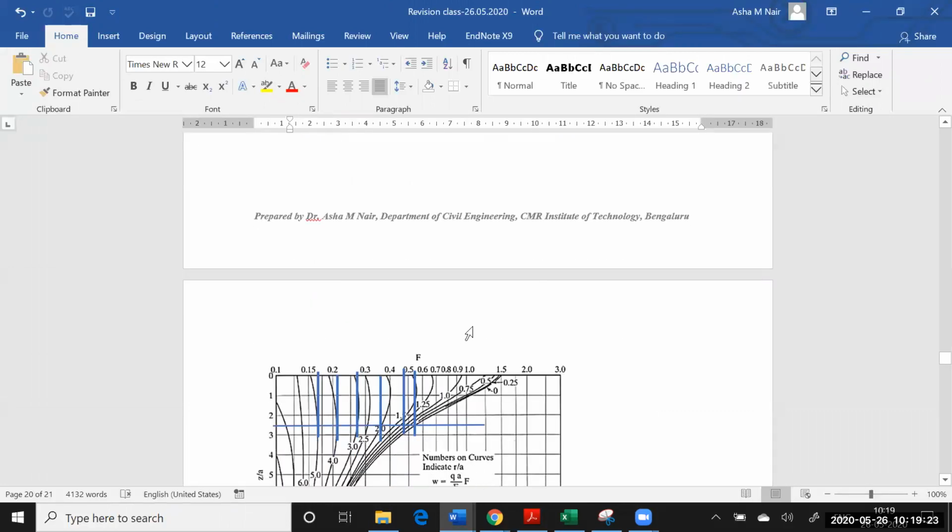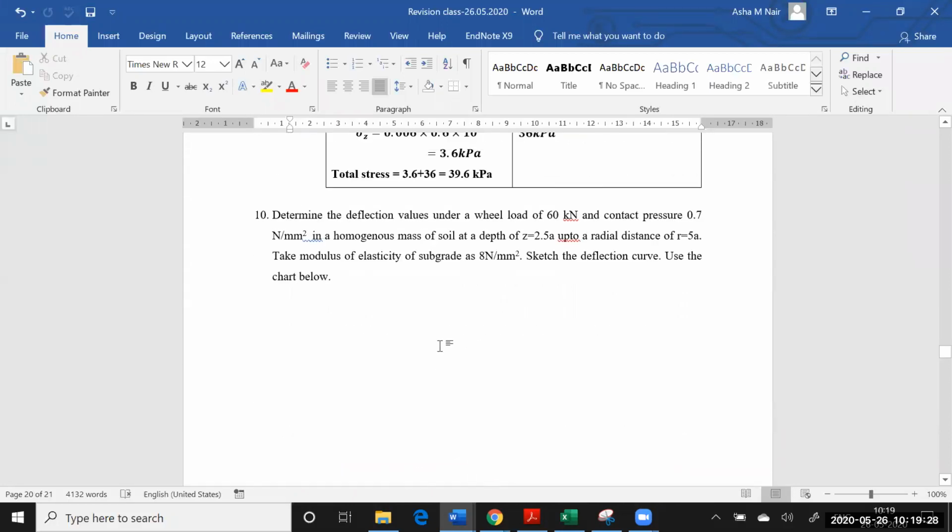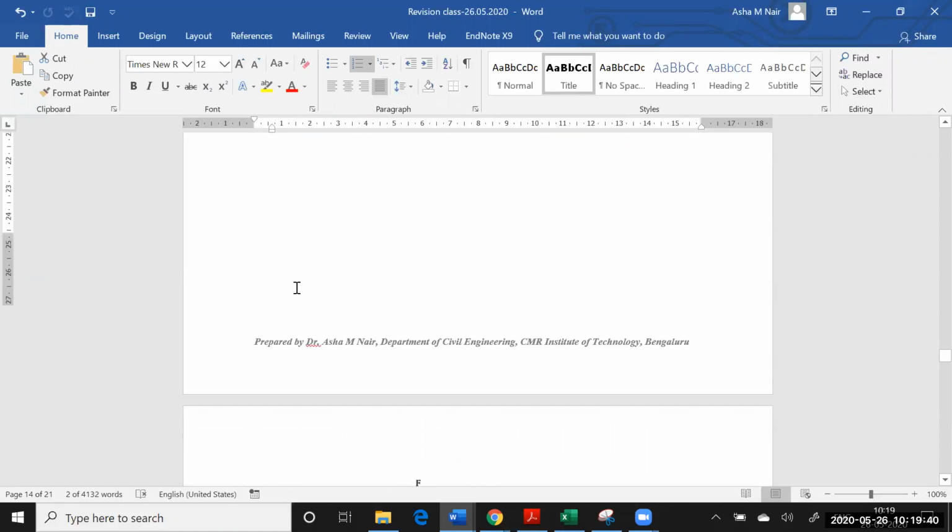Please don't confuse. It is not contact area or anything. It is just contact radius. And how do you get the value for contact radius? You know that the load is 60 kilonewton and contact pressure is 0.7. Using these two, you can find out the contact radius. How do you get it?